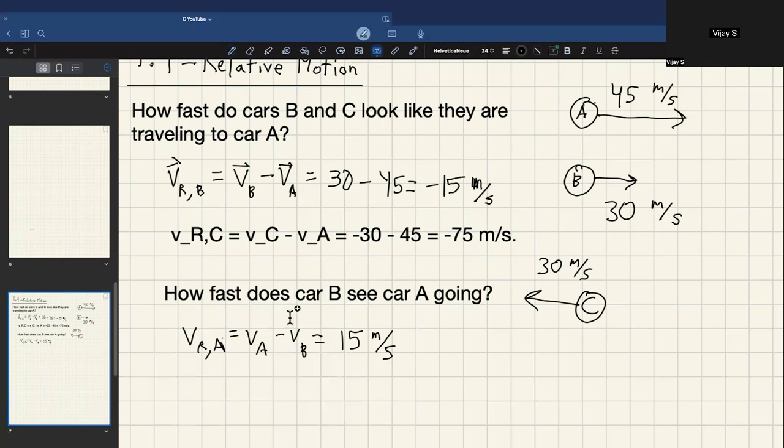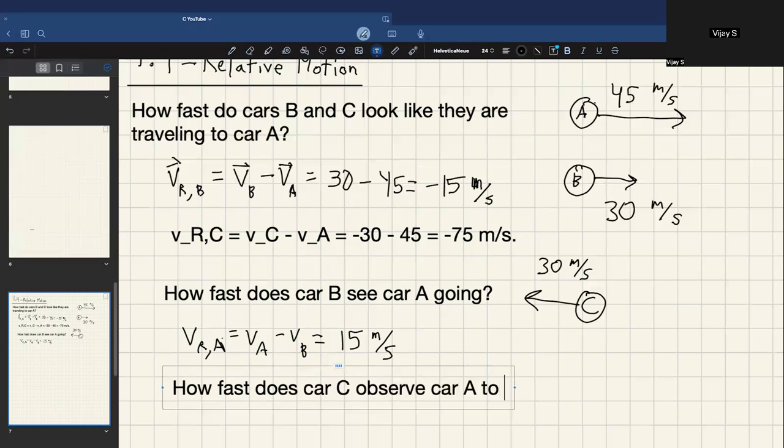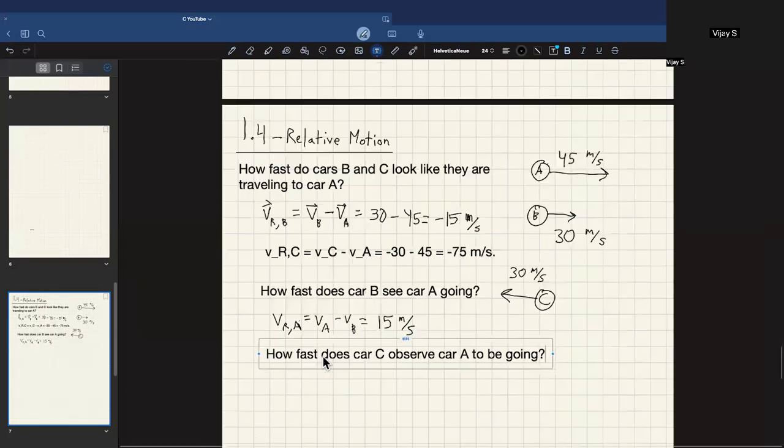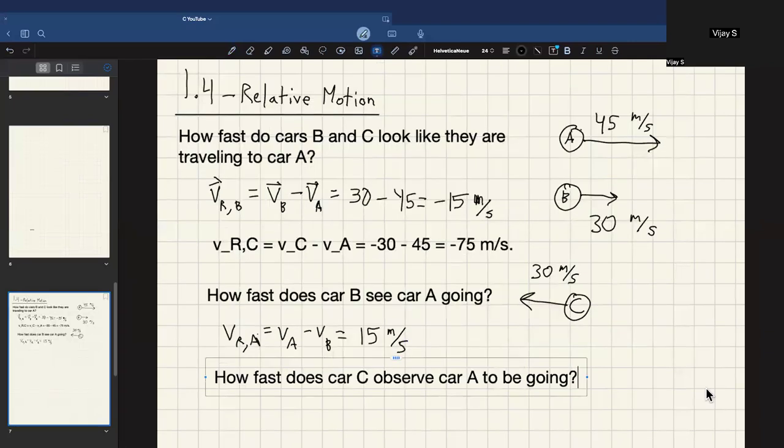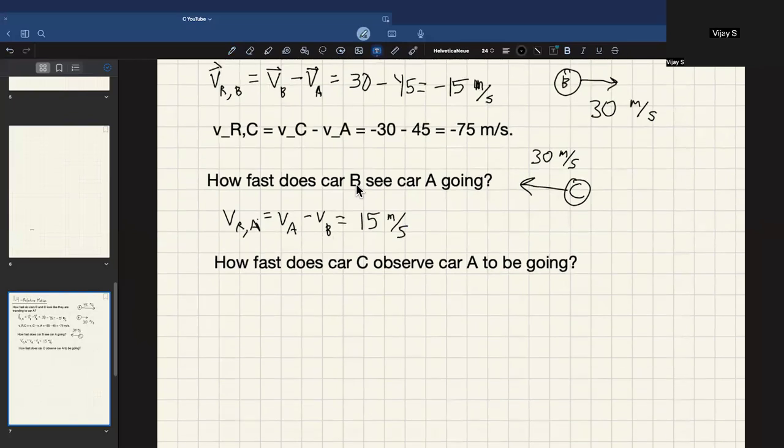That makes sense based on what you might observe if you're on the freeway and you're one of those two cars. Let's do one more. How fast does car C observe car A to be going? I like that wording a lot better. All right. Scroll down a little bit. There we go. So let's do the same sort of thing. Let's do A's velocity minus C's velocity.